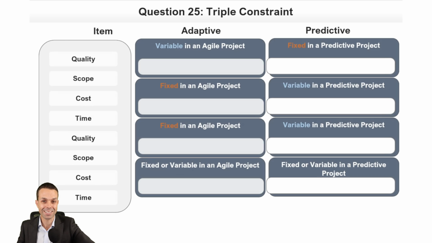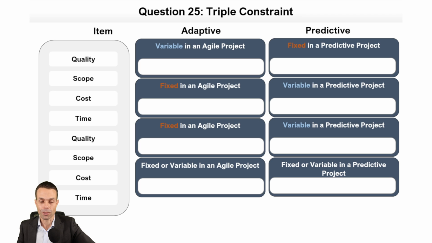All right, what have we got next? Okay. Oh, goodness, there's a lot here. The triple constraint. Do you remember the triple constraint? Now, in adaptive projects, it's one way, and in predictive projects, it's another way. So if we remember this, a variable in an agile project is always scope, and on a predictive project, scope is fixed. So we want that to be fixed, and then everything else becomes variable.